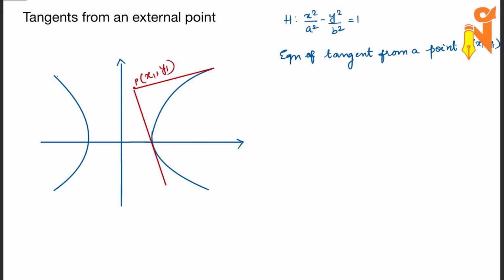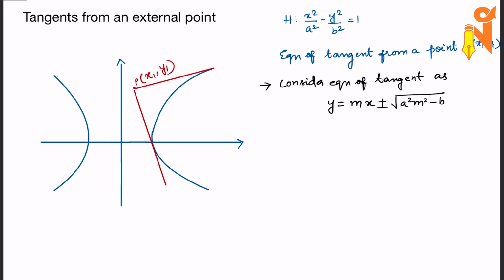There are certain steps which you need to follow to get the equation of a tangent. First step is, consider the equation of tangent as the slope form: y = mx ± √(a²m² − b²).